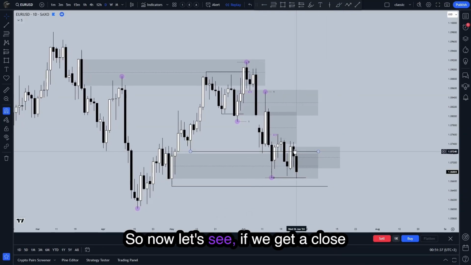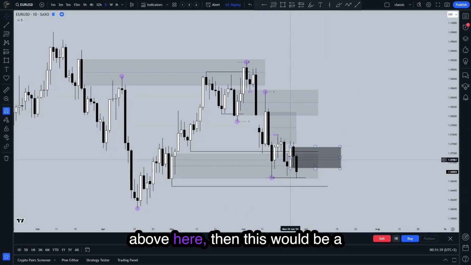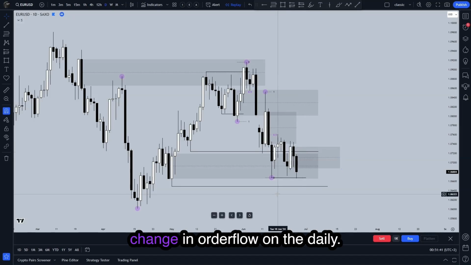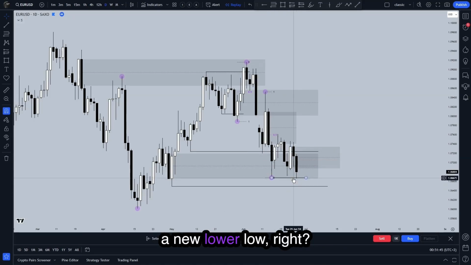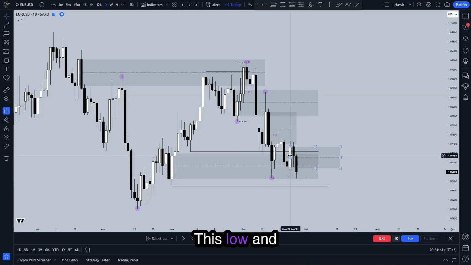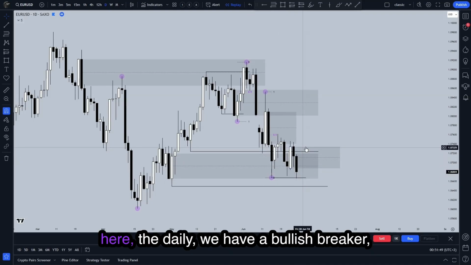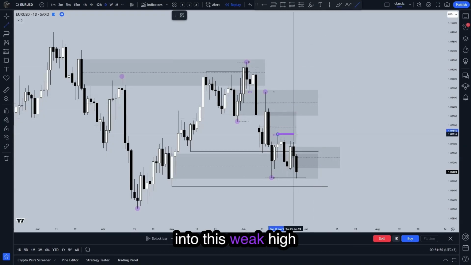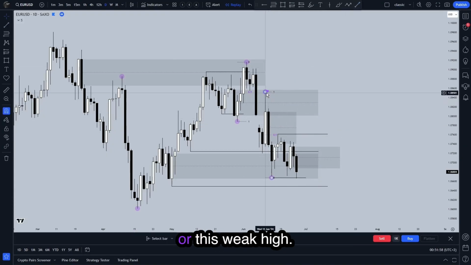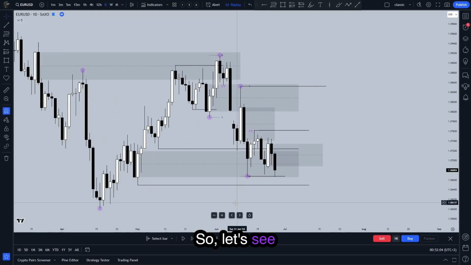So now let's see, if we get a close above here, then this would be a change in order flow on the daily. Because this candle made a new lower low, right? This low, and if price is not closing above here on the daily, we have a bullish breaker, which we can use for a run higher into this weak high here, right? Or this weak high. So let's see.